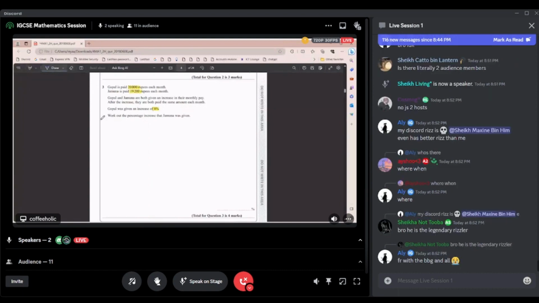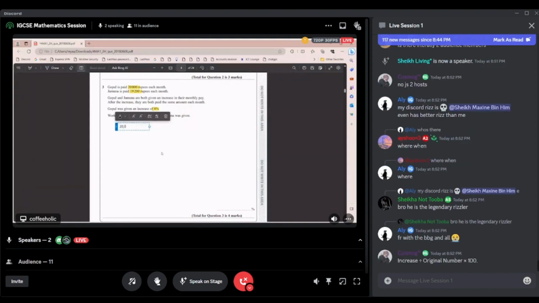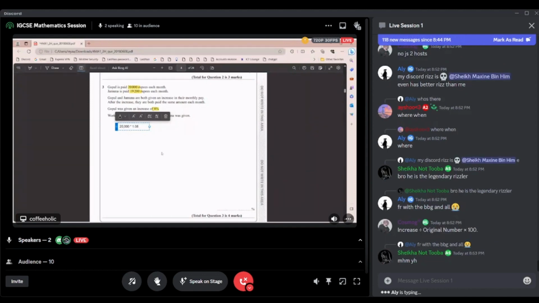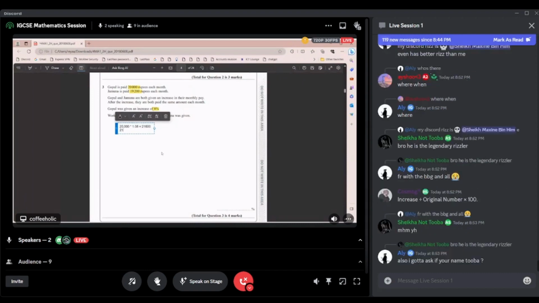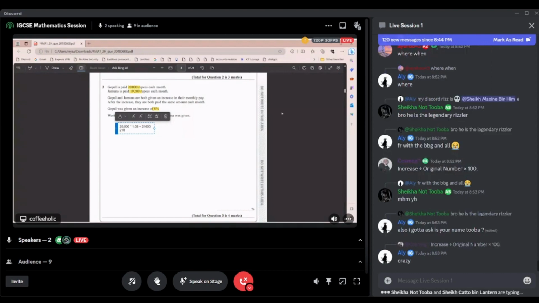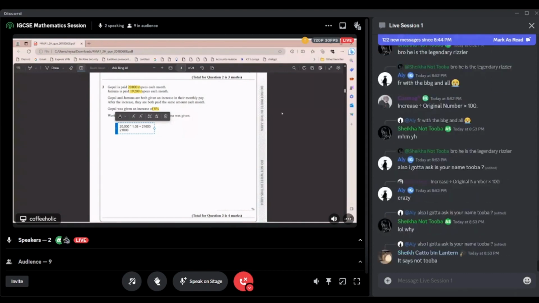Okay, so for this one, Gopal's original is 20,000. You do 20,000 times the multiplier, which is 1.08, to get his increased salary, which is 21,600. Yeah. So we do have some answers in the chat. Right, okay. Then you do 21,600 minus 19,200, which would be 2,400, right?